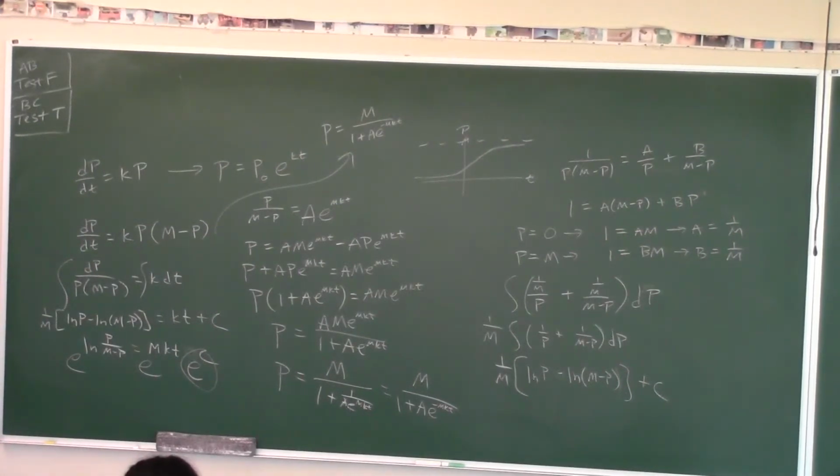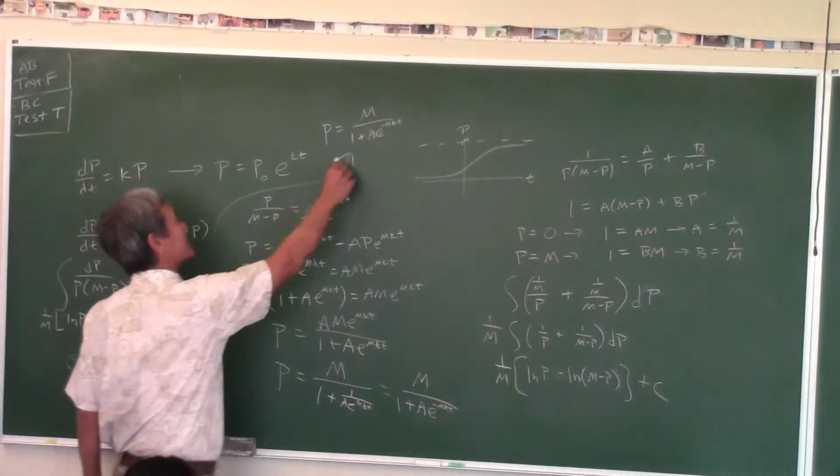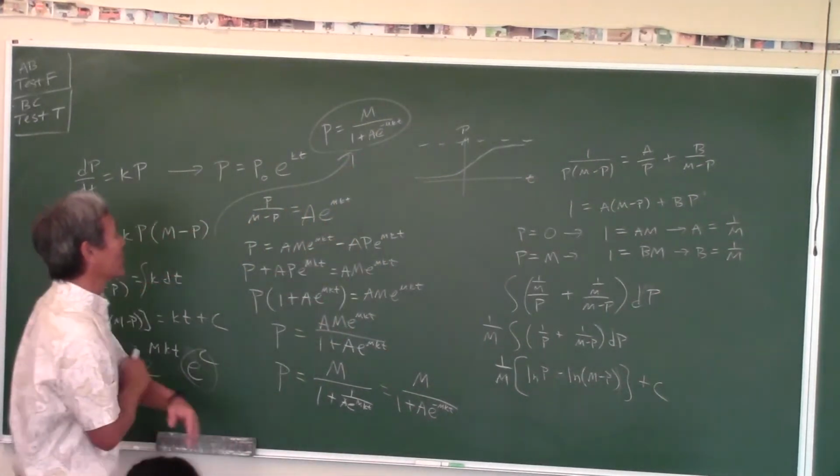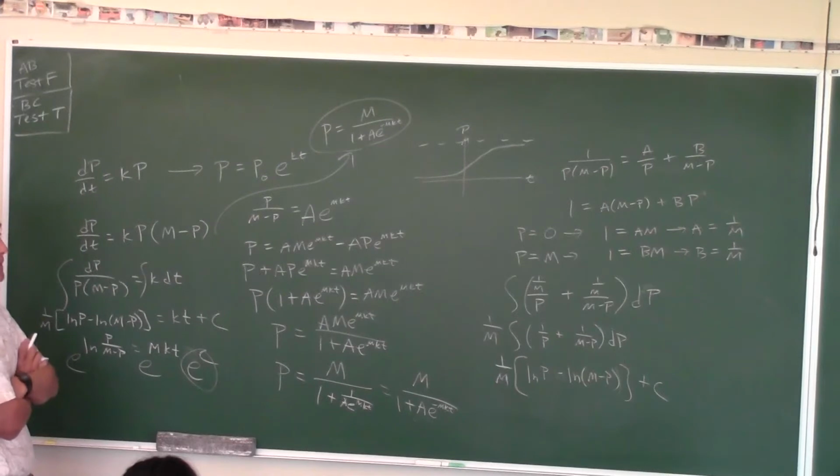I don't think so. Okay, so let's define all of these. You guys have to understand what each of these variables is. What is P? Population. That's the population at any time T. What is M? Max.